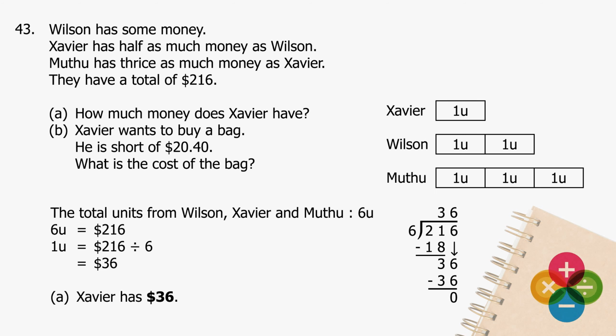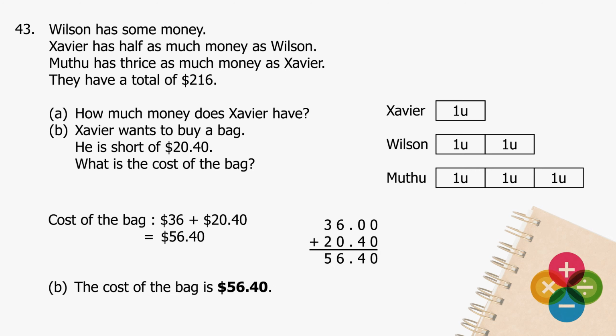The total number of units from Wilson, Xavier, and Muthu will be 6 units. 6 units is equal to $216. 1 unit will be divide $216 by 6, and the quotient is $36. A. Xavier has $36. The cost of the bag will be add $36 to $20.40, and the sum is $56.40. B. The cost of the bag is $56.40.